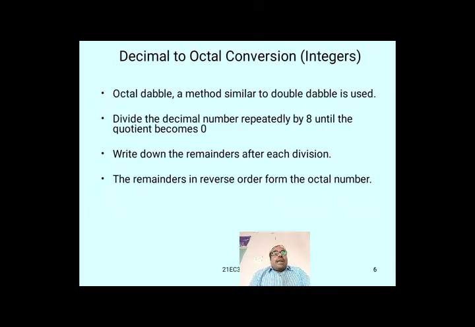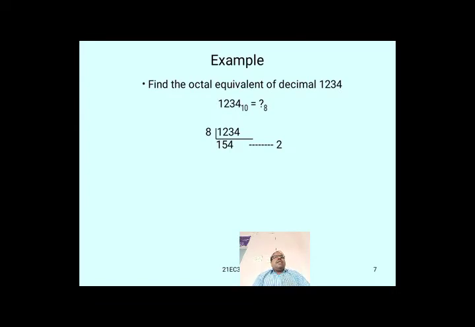Now write down the remainders after each division. In each step, we want to write down the remainder. Next, the remainders in reverse order form the octal number. We write the remainders from bottom to top. That constitutes the octal number. Here I have chosen an example corresponding to decimal to octal conversion.